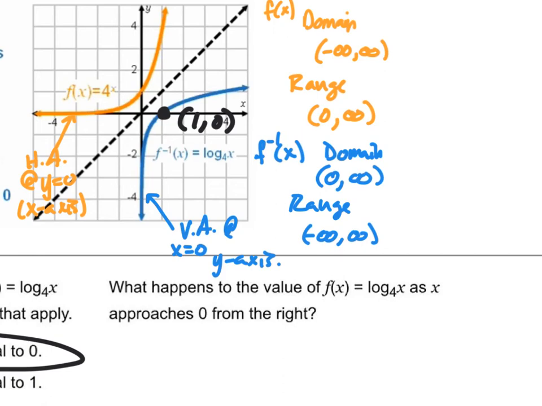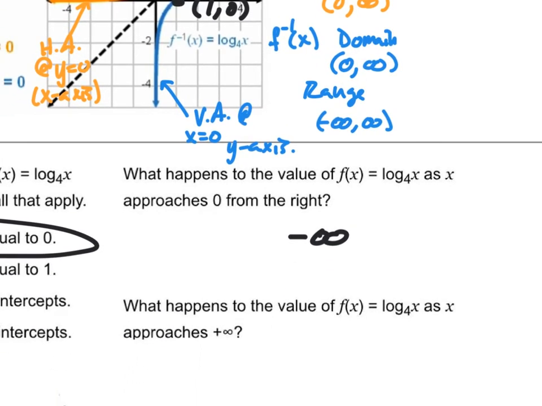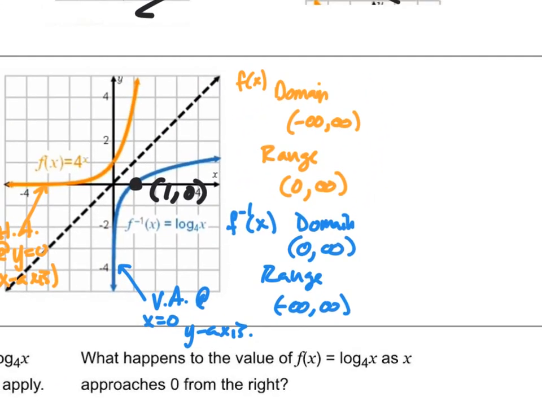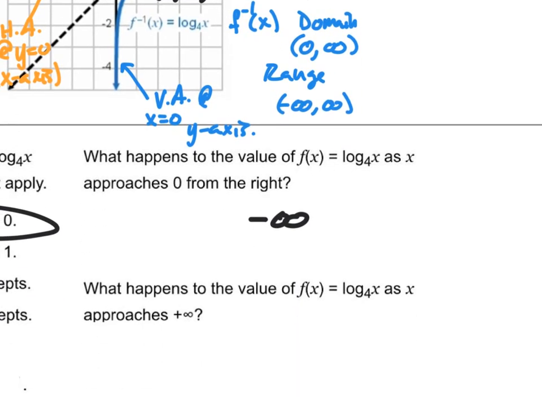Negative infinity. That's a limit. That's what she's doing in calculus. Okay, so then what happens to the y values as x approaches positive infinity? If you go the other way, what happens? The y values are just going to get bigger and bigger and bigger. It's going to approach positive infinity. Okay?